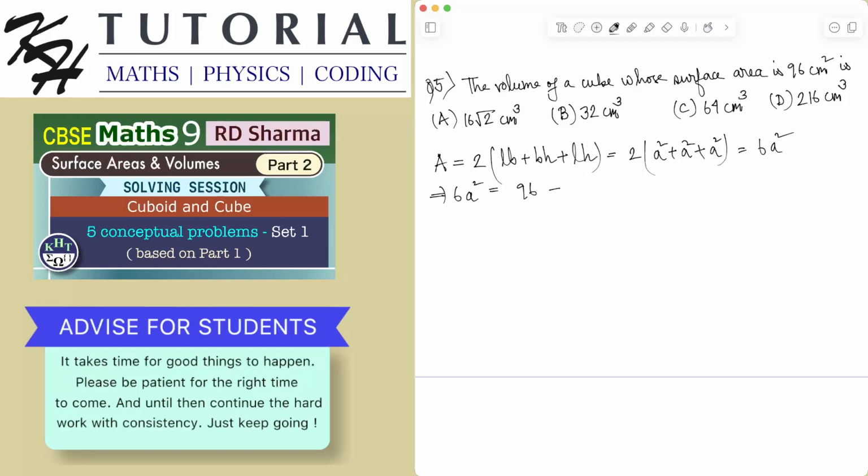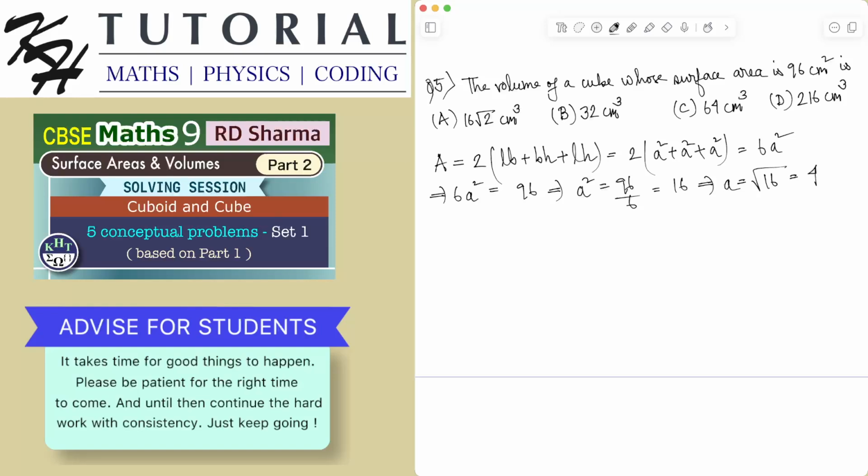So we have 6A square is given to be 96. So this implies A square is equal to 96 divided by 6, which is 16. So this implies A is equal to square root of 16, which is equal to 4. In doing calculation of a square root, never write square root of 16 as plus minus 4. No, the value of A cannot be negative, because it is the side length of a cube, which is always positive. Okay, so we have A equals 4.